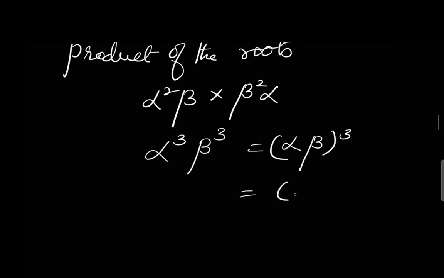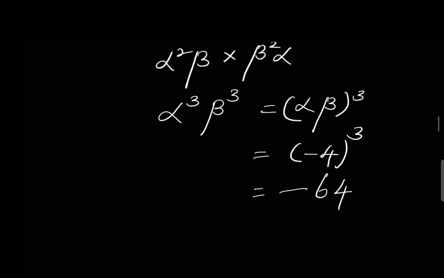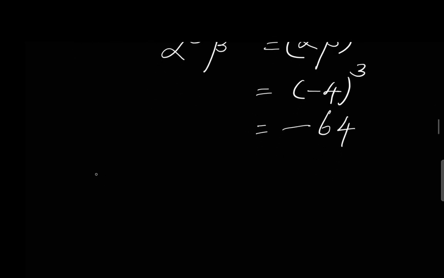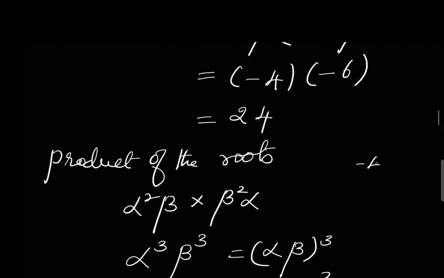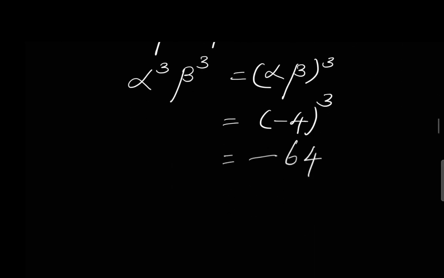So what is alpha beta? Minus 4 the whole cube. So minus 4 you multiply 3 times. So minus odd power, so you will get minus 4 cube. 4 into 4 into 4, 4 4s are 16, 16 4s are 64. So the answer is minus 64. If you want I will explain to you. Minus 4 into minus 4 into minus 4. Minus into minus plus, plus into minus, minus. 4 4s are 16, 16 4s are 64.